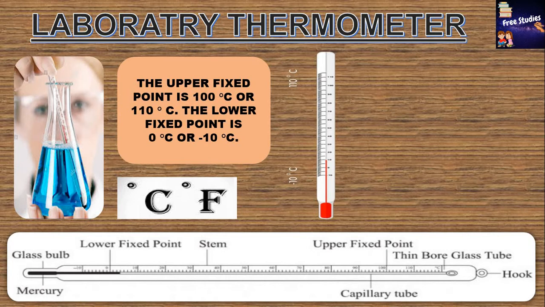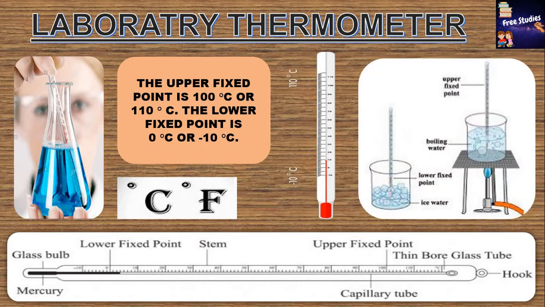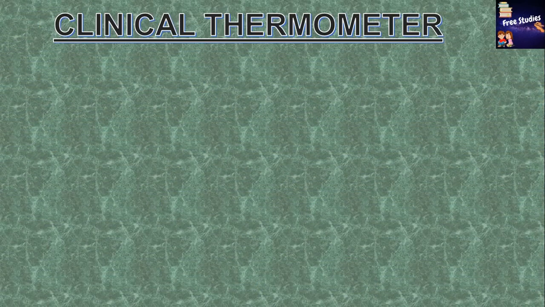When the thermometer is in contact with a hot body, the mercury in the capillary tube expands and rises up. But when the thermometer is in contact with a cold body, the mercury in the capillary tube contracts and falls down. So, this is all about the laboratory thermometer.